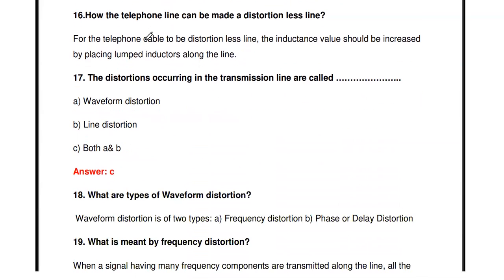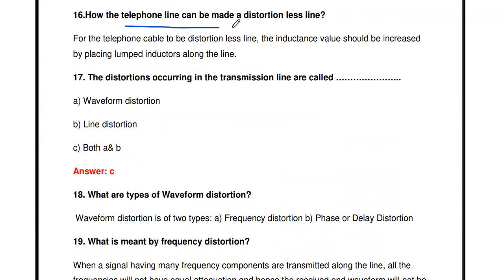Okay. Then how can the telephone line be made a distortionless line? In order to make the telephone line a distortionless line, the inductance value should be increased. In the inductance value of that particular cable, we have to increase it by placing lumped inductors along the line. If we place the inductors along the line, the telephone cable becomes a distortionless line.